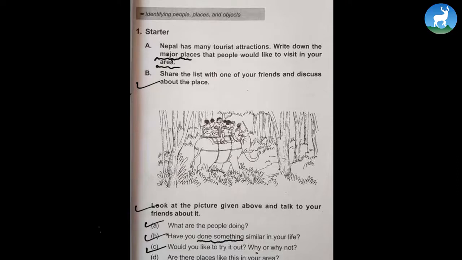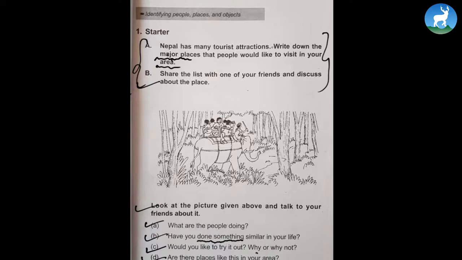Are there places like this in your area? Remember, we just talked about the famous places worthy to pay a visit in your area. So do you have places like this in your area? Well, maybe not a jungle, maybe not a national park, but maybe something similar, something famous? A pond, perhaps? A river? A hill station? Are there any places like this in your area? So whatever those places are, if it's famous, or if it's a place where people would definitely like to pay a visit, you can mention it here.